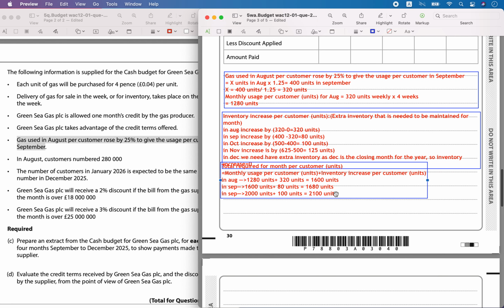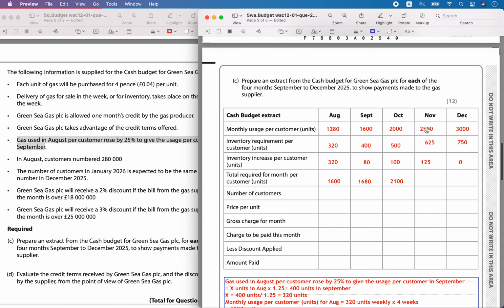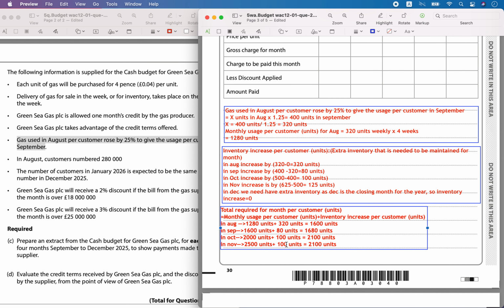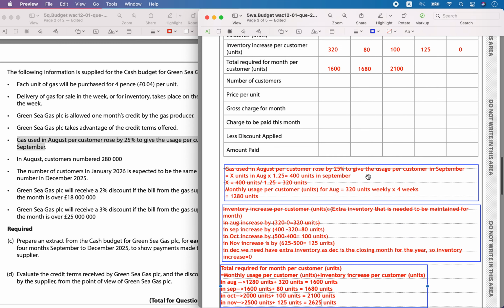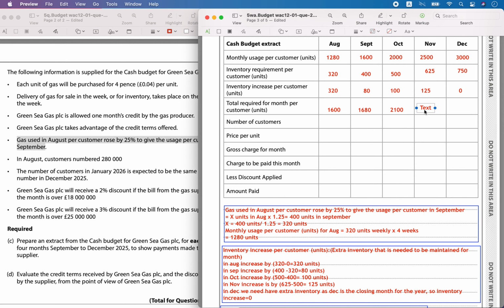Then for the month of November, it will be equal to 2500 units is the requirement. Okay, and the increase purchase will be around 125 units per customer from the previous one. So that is equal to 2625 units is the purchase that needs to happen for the month of November.